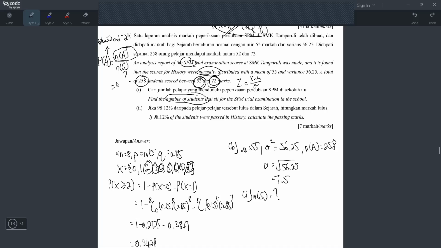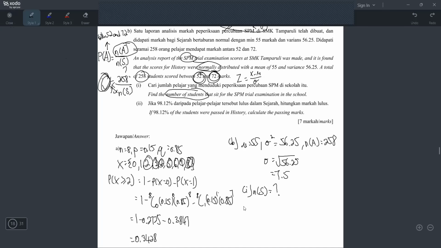So can you tell me, if I know the NA is 258 and I want to find NS at the end, what I have to find now? The probability, right? The probability of students that's in between. Because NS is my final answer, I have to find the probability first, so that I can take the probability, move things around, swap places, and then find my NS. So now I will find my probability for students between 52 and 72.